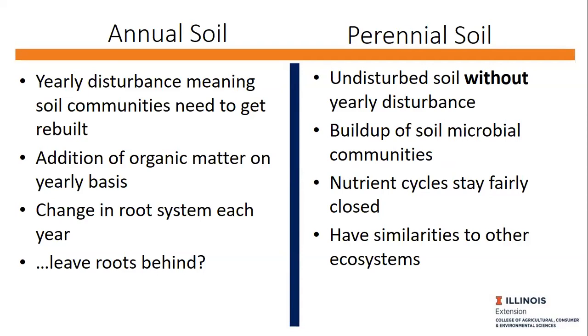Undisturbed soil is without that yearly disturbance. You have a greater buildup of soil microbial communities, so great funguses, bacteria, nematodes, all of those interesting interlocking soil biological parts are being built up. We find the nutrient cycle stays fairly closed, and we also start to see that there may be similarities to other ecosystems, such as a forest soil or prairie soil. It won't necessarily get there fully. However, having the root systems in place, your trees, your shrubs, your perennial plants in place within the soil is keeping that nutrient cycle closed and microbial community closed.